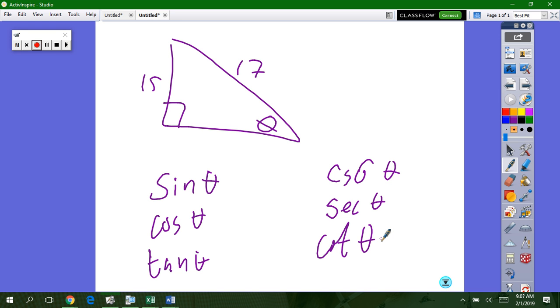Any questions? What am I missing, though? I'm missing a side, right? How could I find that side? Good old Pythagoras is my friend. So I'm going to call it x just for a minute. X squared plus 15 squared equals 17 squared. I know that 17 squared is 289.